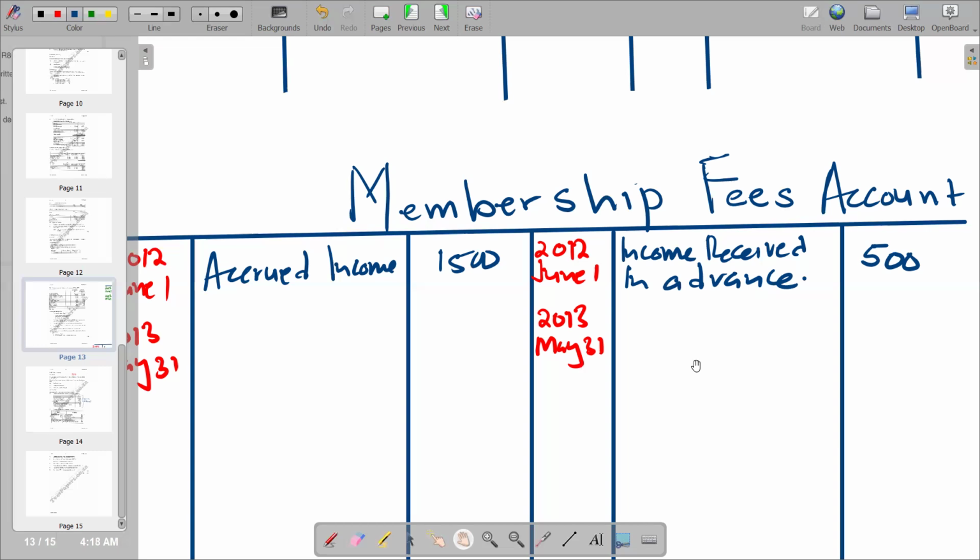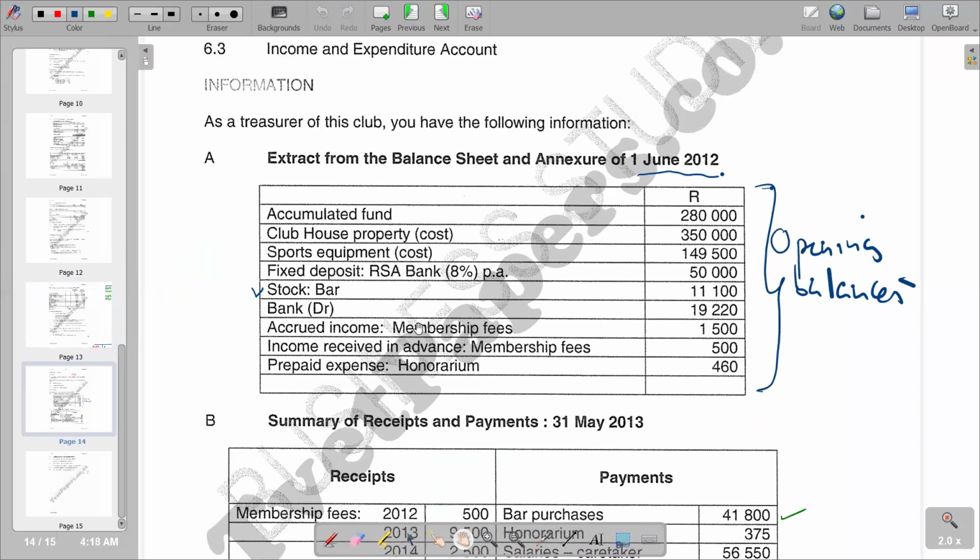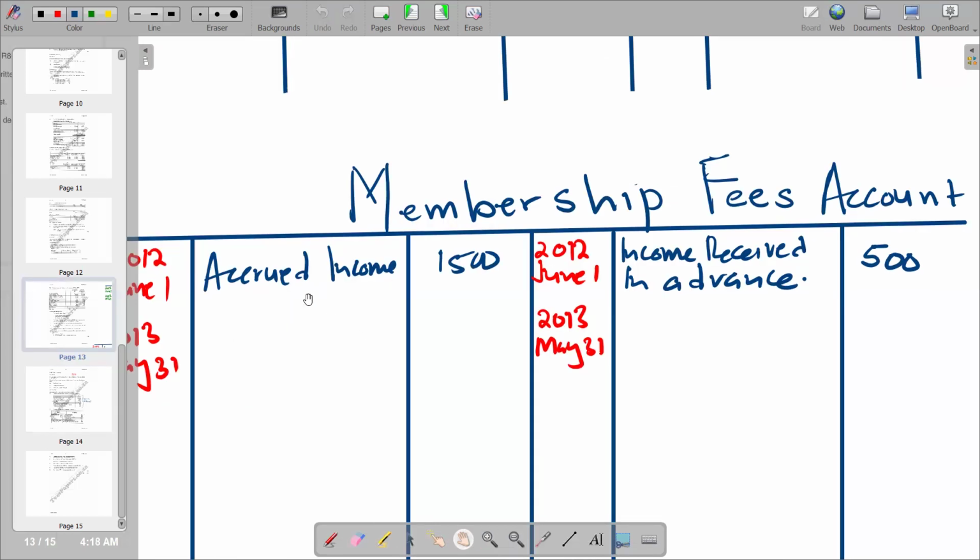So as we have seen, accrued income is an opening balance, it's on the debit side. It's a matter of just confirming. So we are seeing that accrued income for membership fees, these are opening balances, remember? So these are balanced at the beginning. We have them as opening balances, 1,500 accrued income. So this is the one that we are seeing appearing on the debit side.